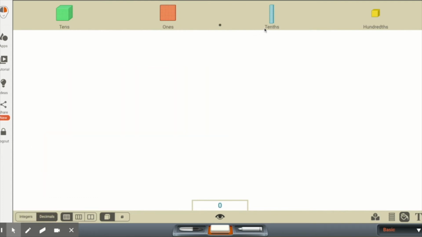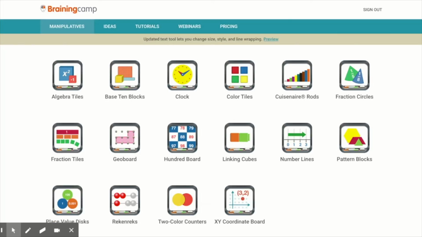There's decimals. So those 4th and 5th graders with tenths and hundredths, they can use that as well. So this is one of those concrete models that really help support student understanding in terms of math. Now, back here, for the younger students, we have the tiles, there's Cuisenaire rods, geoboards, hundreds board. There's just a lot of different things that students can use in order to help support their learning.